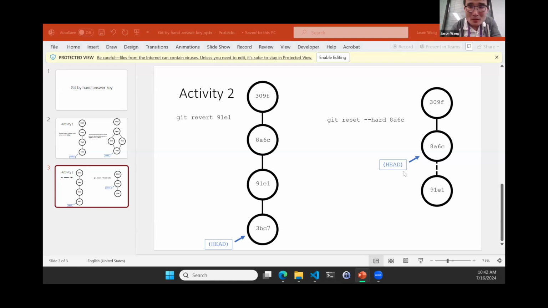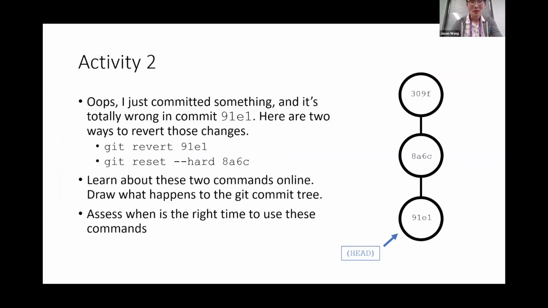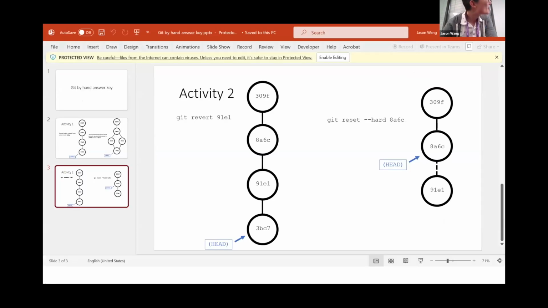Let me just finish with the last couple of conceptual points. So let me switch. Oh, great, thank you. What is the Zoom question? With git revert, would 3BC7 be the same as 8A6C?